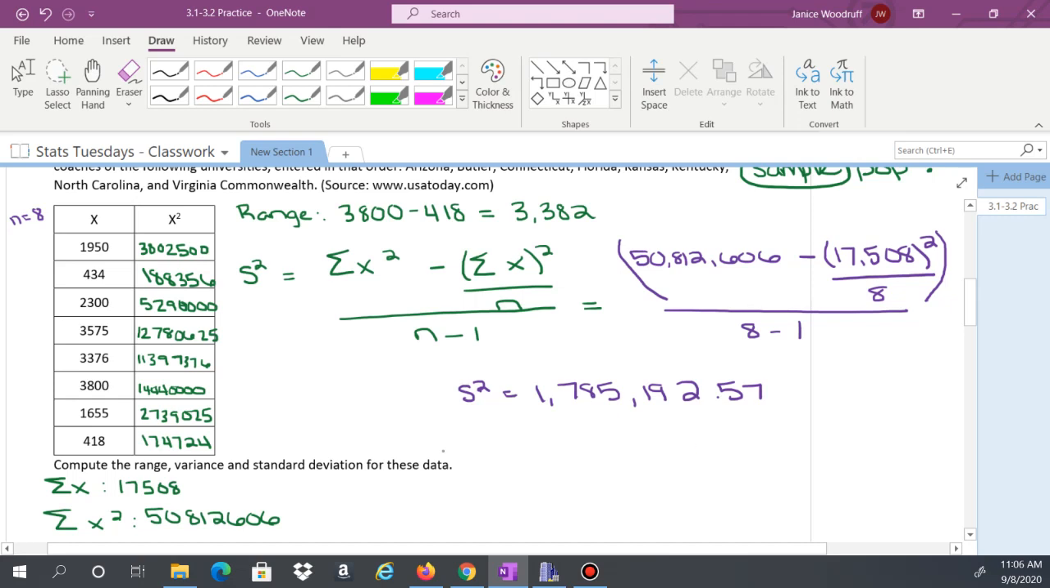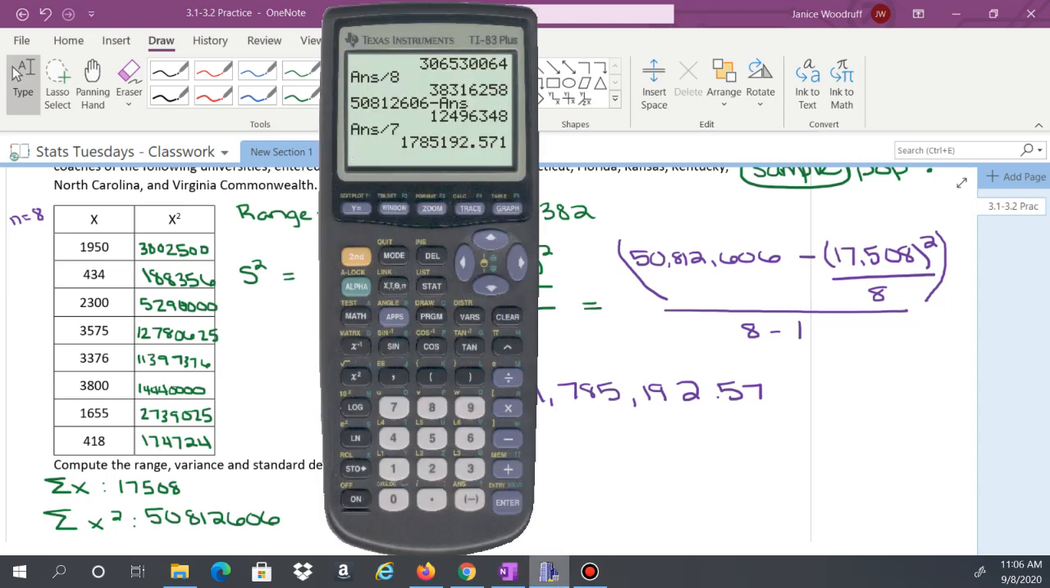And then for the standard deviation, all you have to do there is take the square root of that. Okay, so if I come here to my calculator, square root is going to be the opposite of my squared sign. There it is. If I go second squared, it'll pull that yellow square root. And I want this second negative to pull the answer. And there's my standard deviation.